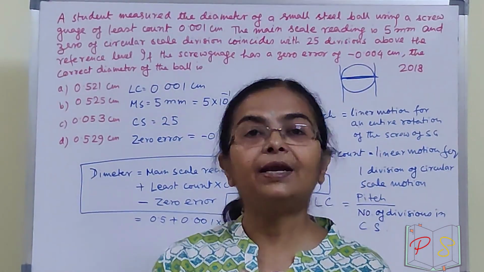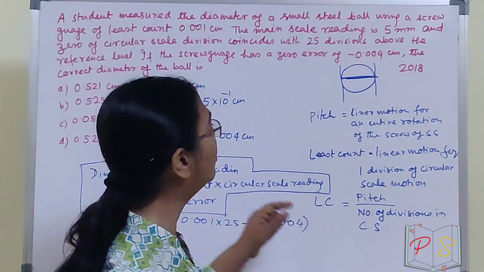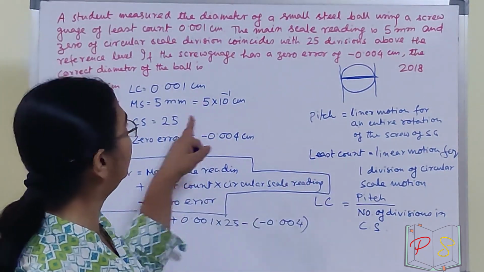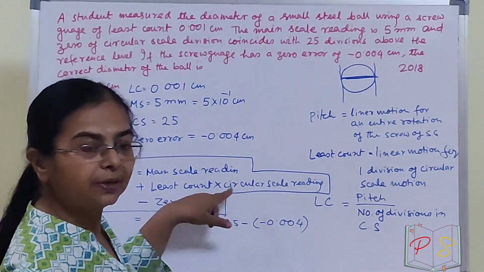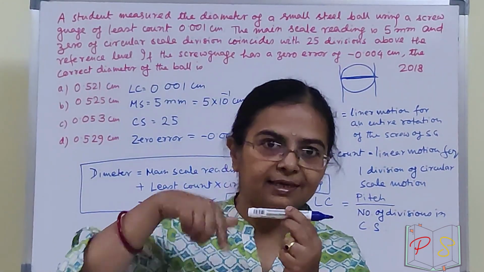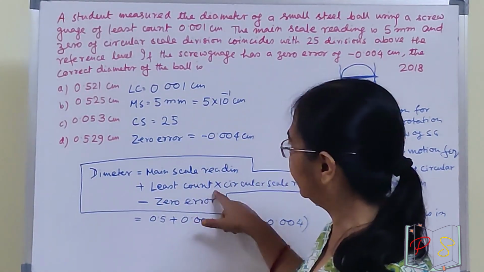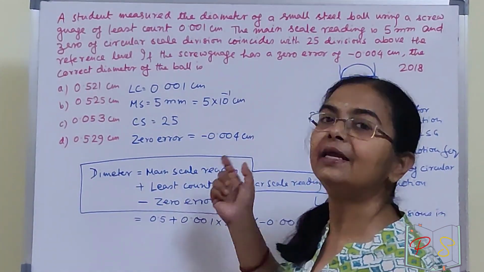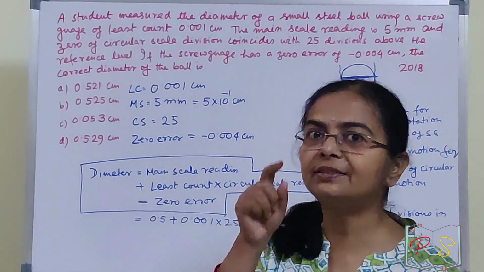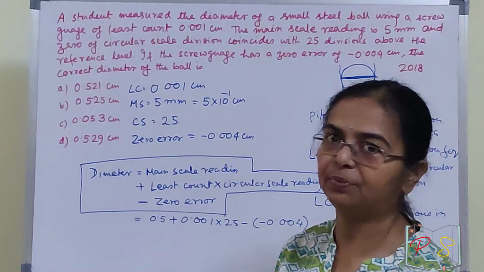So very quickly I have told you what is pitch, what is least count, and least count with circular scale. You must multiply this to get the circular scale reading into linear scale reading. This thing you must do. Plus if your instrument has got some zero error, that zero error you need to subtract.